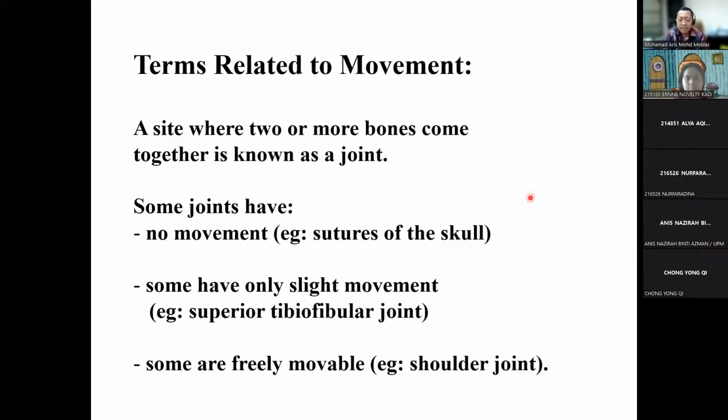All right, this is for the movement. A site where two or more bones come together is known as a joint. So technically, some joints have no movement, for example, the sutures of the skull. Some have only slight movement, for example, the superior tibio-fibular joint between the tibia and fibula bone. Some are freely movable, for example, your synovial joints, like your shoulder joint.